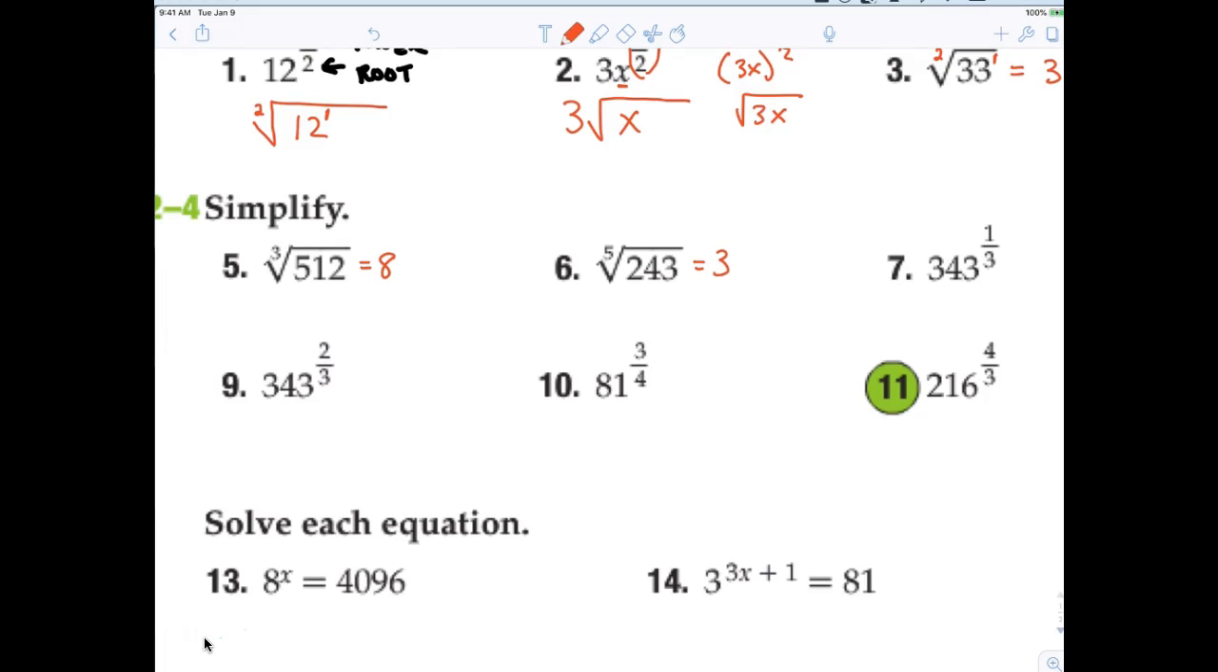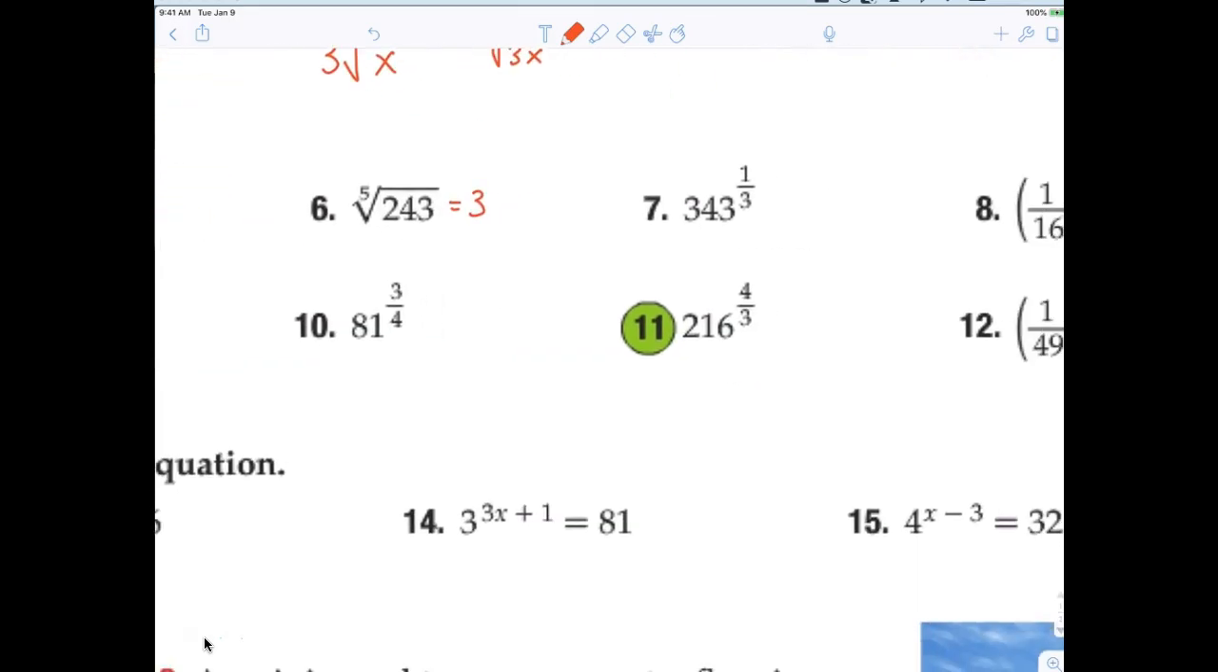Now, 343 to the 1/3. Everybody try that. And then you could obviously see that it will be 7. I don't mind you using your calculator because we're learning, but eventually I'd like for you to know 7 times 7 times 7 is 343.